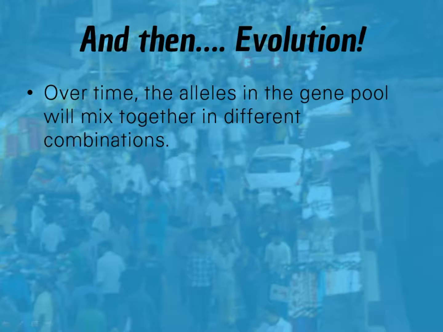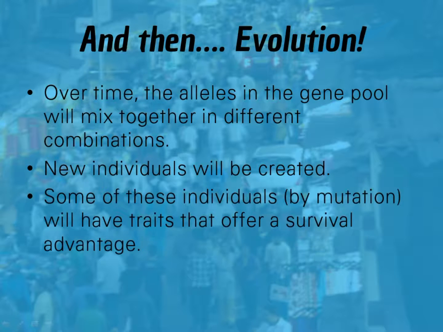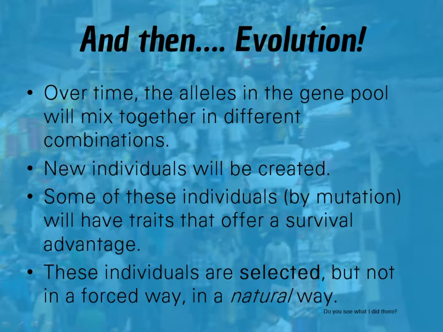Over time, the alleles in the gene pool will mix together in different combinations and new individuals will be created. But on top of that, some of these individuals may have mutations and gain other new traits that offer a survival advantage. So these new survival traits mean that the individuals that have them are selected, but they're not selected in a forced way. They're not chosen by anyone or anything. They are simply selected in a natural way. They are able to survive simply because of the traits that they were born with. They are selected naturally.